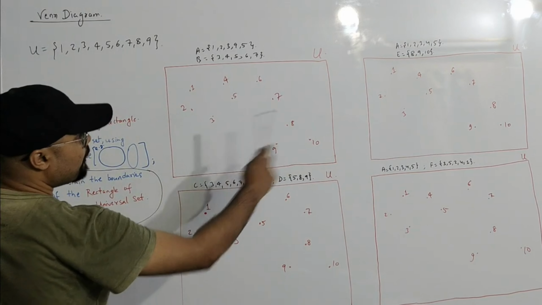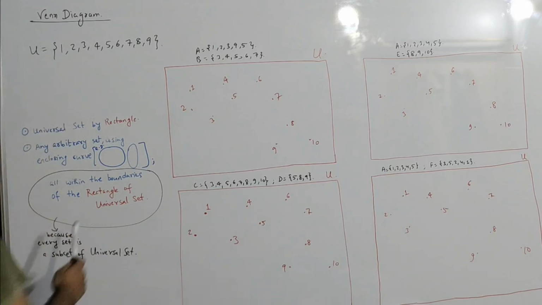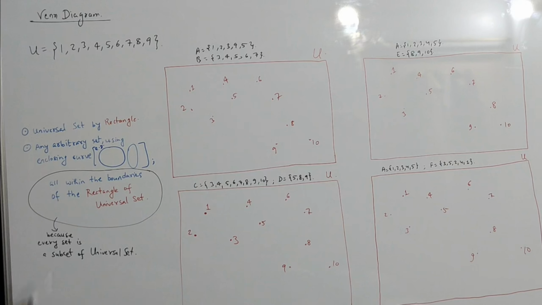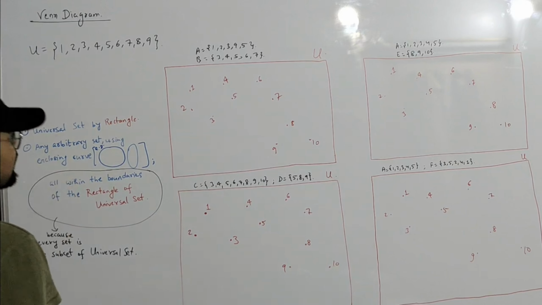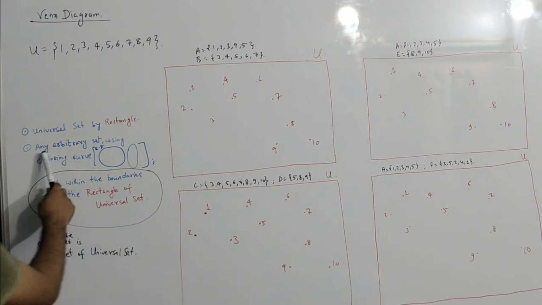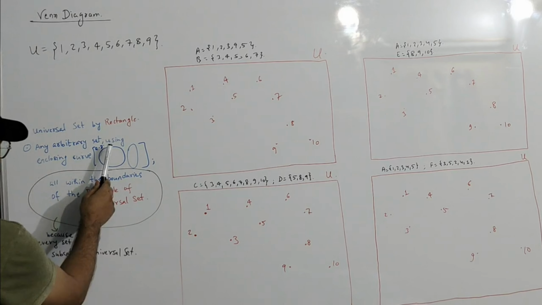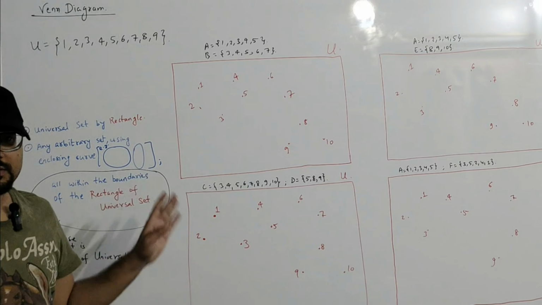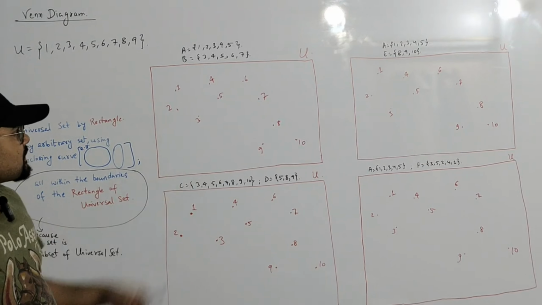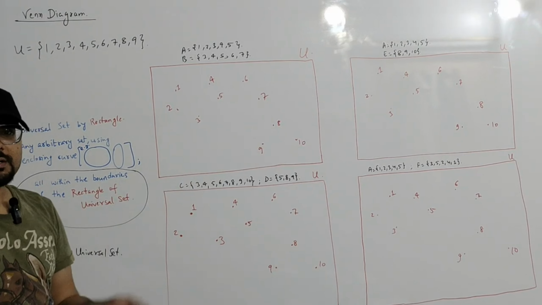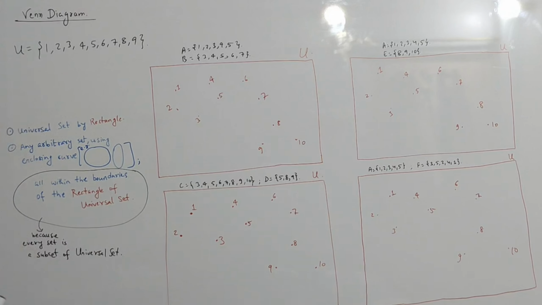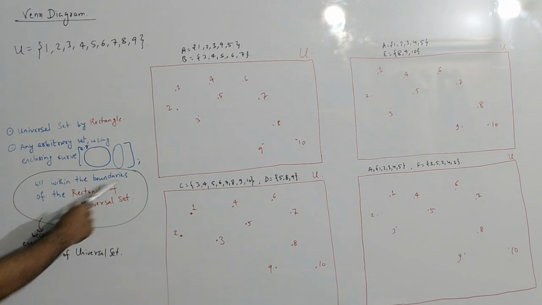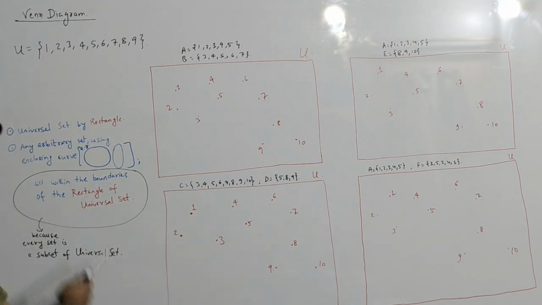I will draw 4 Venn diagrams in this video. So this is the universal set. It is represented by a rectangle. And any set other than the universal set, any arbitrary set, is represented by an enclosing curve. Preferably it is a circle. Maybe I won't be able to draw a circle in some cases, but it's preferably a circle. So any arbitrary set uses an enclosing curve, all within the boundaries of the rectangle of the universal set.